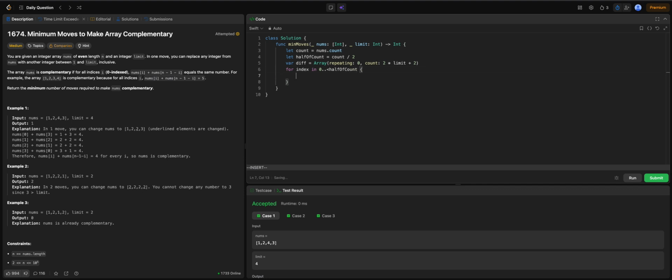So now we are trying to iterate over half of the count, the same as the previous approach, but we are not doing the nested for loop in here. We're going to use the same way of two arbitrary variables. The first will be nums of index, which is given here. The second variable, b, will be nums of count minus 1 minus index, which is exactly given in here.